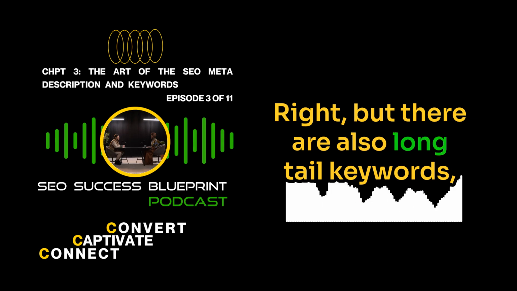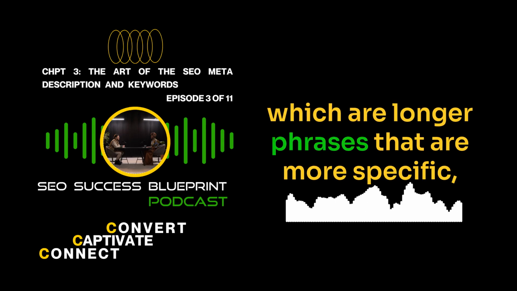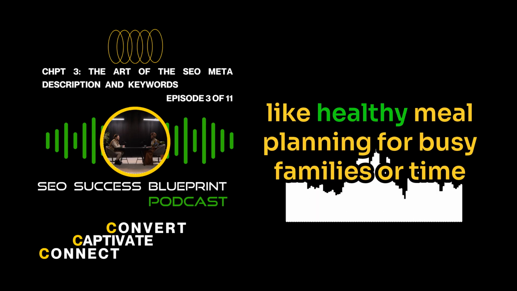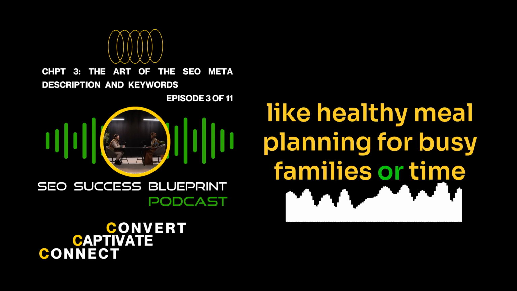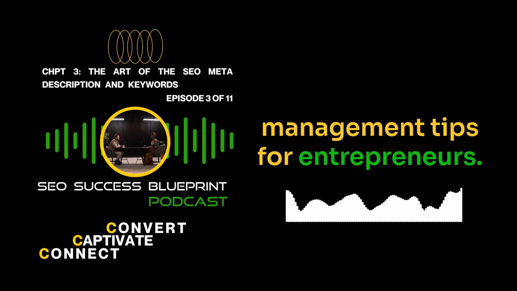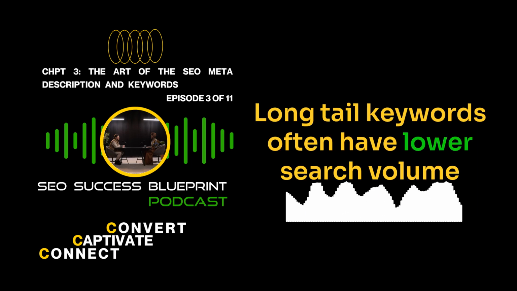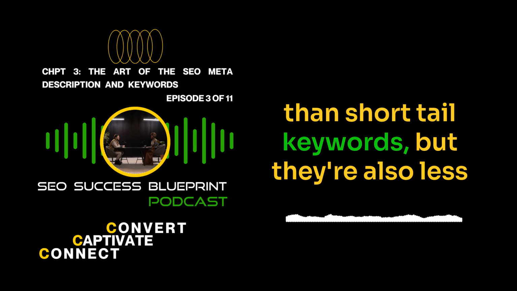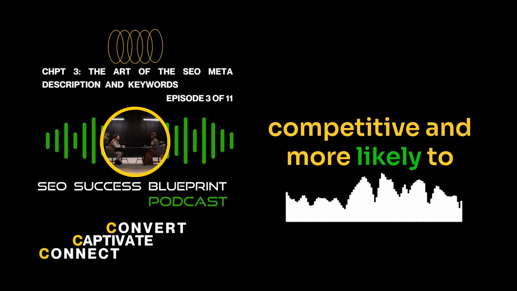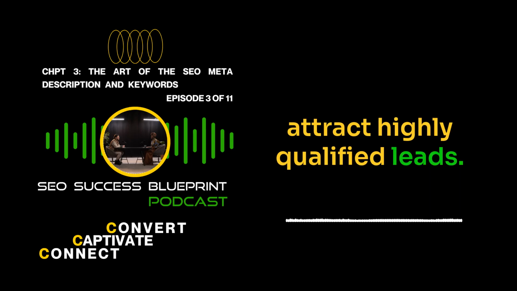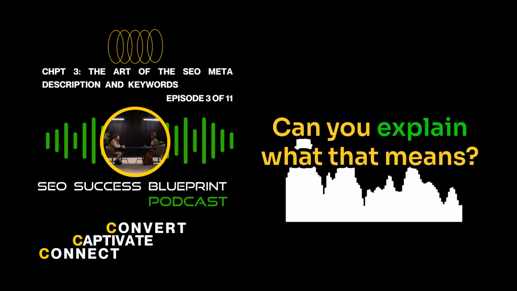Right, but there are also long-tail keywords, which are longer phrases that are more specific, like healthy meal planning for busy families or time management tips for entrepreneurs. Those sound a lot more targeted. Exactly. Long-tail keywords often have lower search volume than short-tail keywords, but they're also less competitive and more likely to attract highly qualified leads. Highly qualified leads. Can you explain what that means?